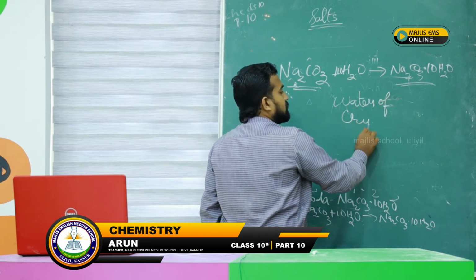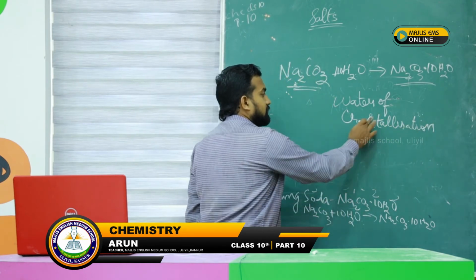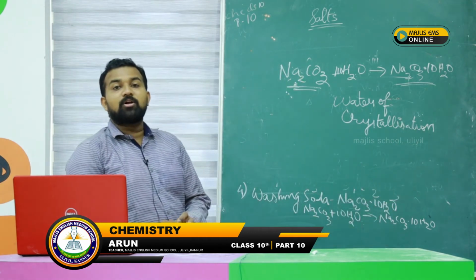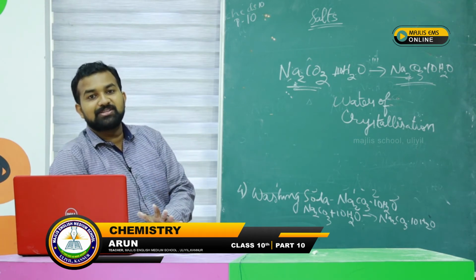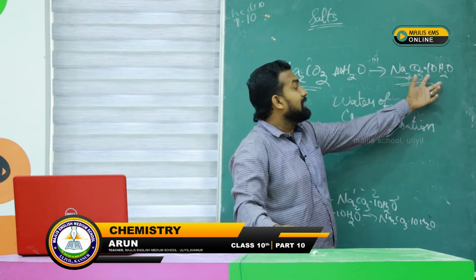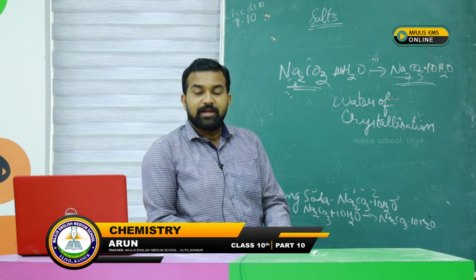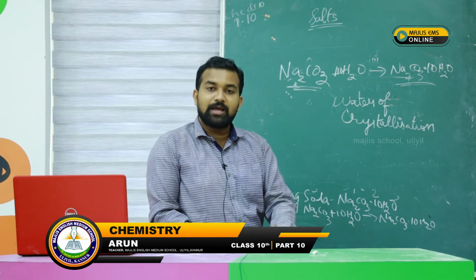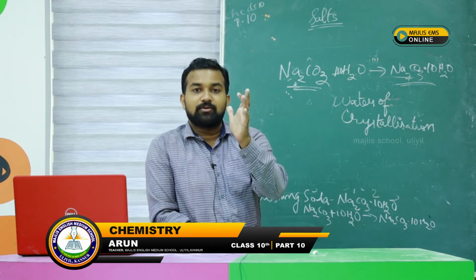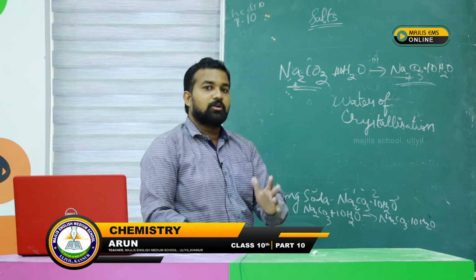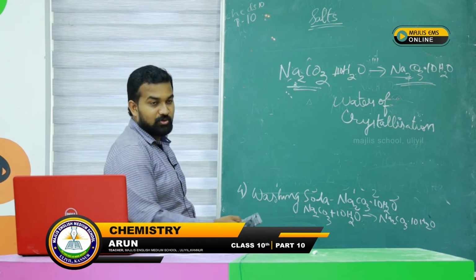So what is water of crystallization? The number of water molecules present on one formula unit of any compound is called water of crystallization. Here, 10 water molecules are present over the sodium carbonate molecule. So the number of water molecules present over any compound is called water of crystallization. Okay, so I hope the production of washing soda is also clear to you.